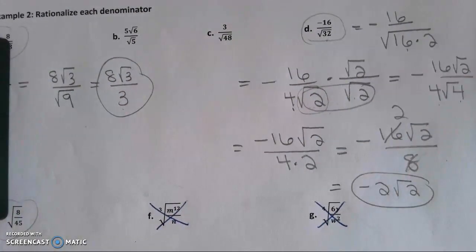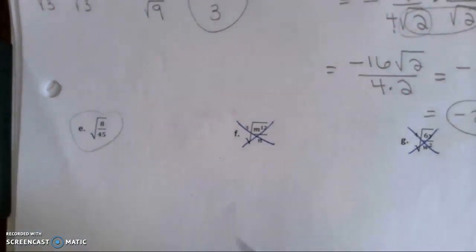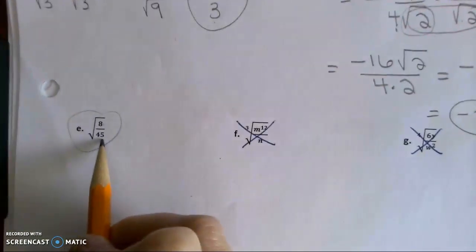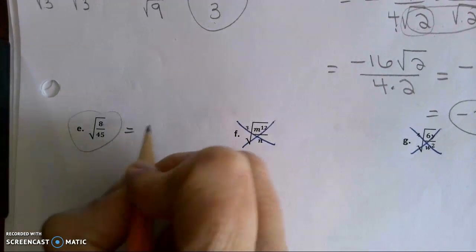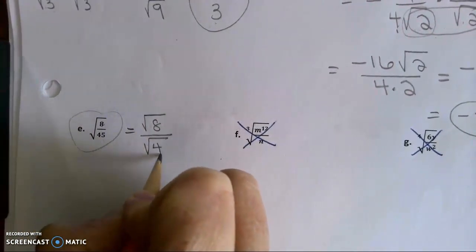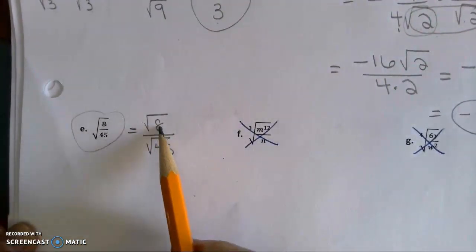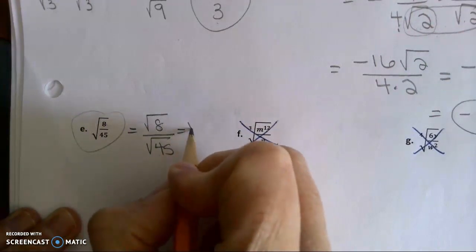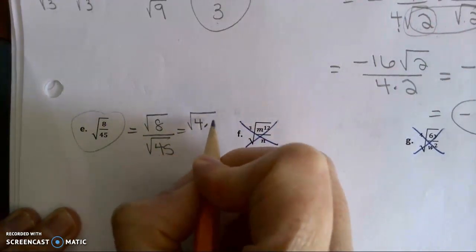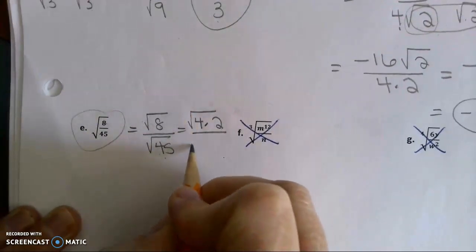I'm going to do this example E finally, and then I'll stop there for this slide. First thing I would do is separate the numerator and denominator, and then put both of these in simplified radical form. 8 is 4 times 2. 4 is a perfect square, 2 is not. And 45 is 9 times 5, where 9 is a perfect square.